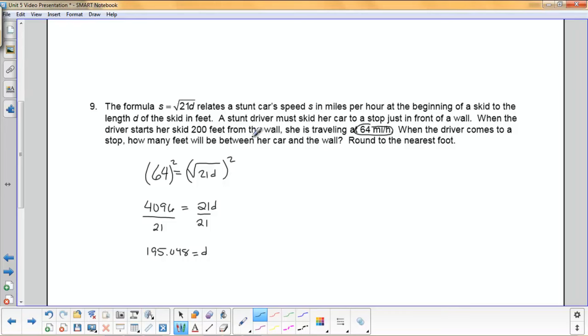It's asking how far they'll be from the wall. Okay? And if the driver began to skid 200 feet from the wall, that means I will simply subtract 195 from 200, and it's said to the nearest foot, so I'm not going to bother with the decimal portion, and that means that the vehicle came to a stop 5 feet from the wall.